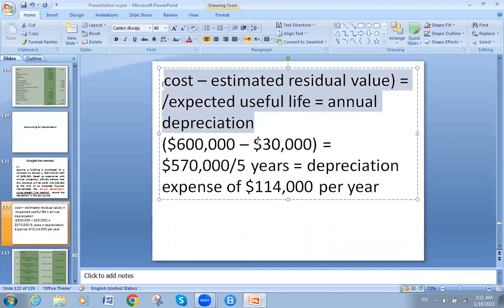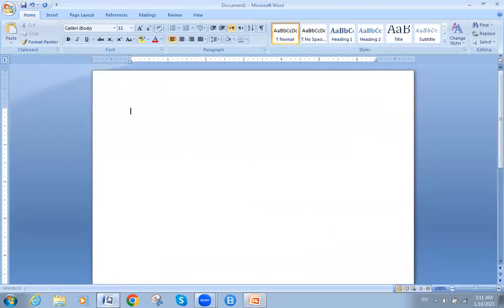Let me just copy and paste this somewhere else, to be clear for everyone. I will take the annual depreciation side and say it equals cost minus estimated residual value, divided by the expected useful life.